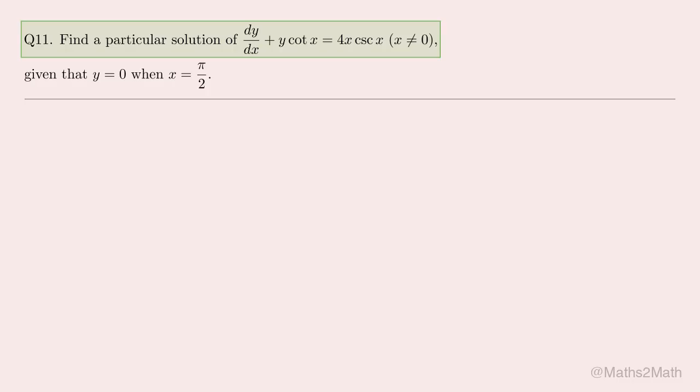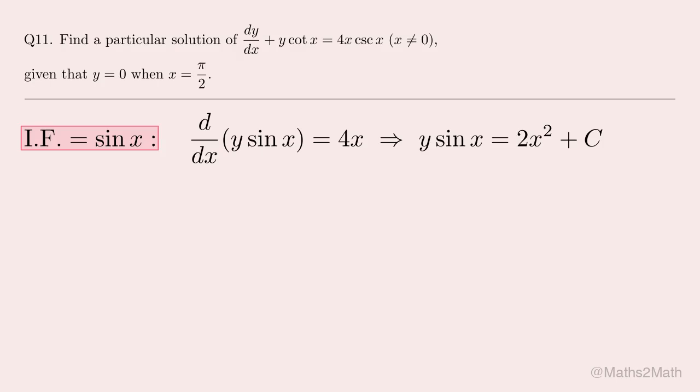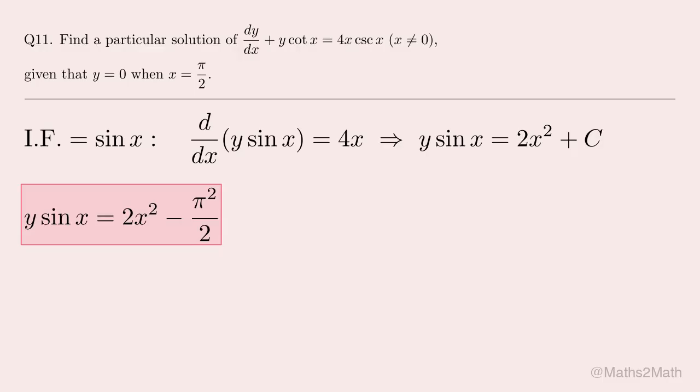Question 11. Linear with cotangent, the factor is sine x. The right side simplifies to tan 4x. Multiply by sine x. The product y sine x differentiates against 4x. The condition at pi over 2 gives c minus pi squared over 2.